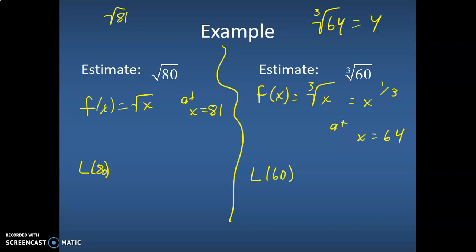So just find the equation of the line that's tangent to the function at that point, and that is your linearization equation, and just use it to estimate a point.